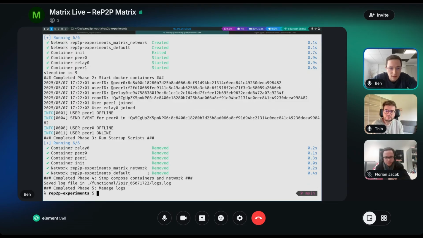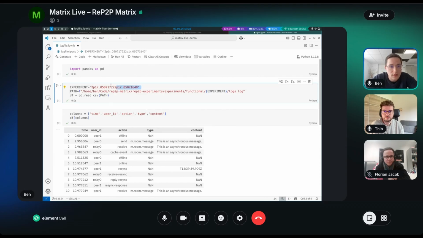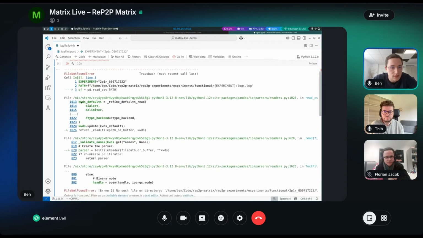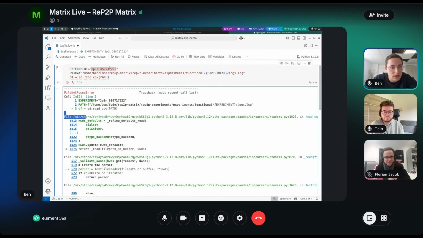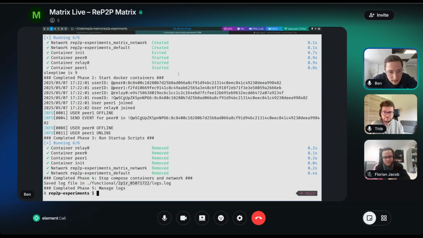has peer 1 actually received the event. So we'll have a look in this log file. I'll just copy the source of it into here. Okay, something didn't work here. Sorry about that.